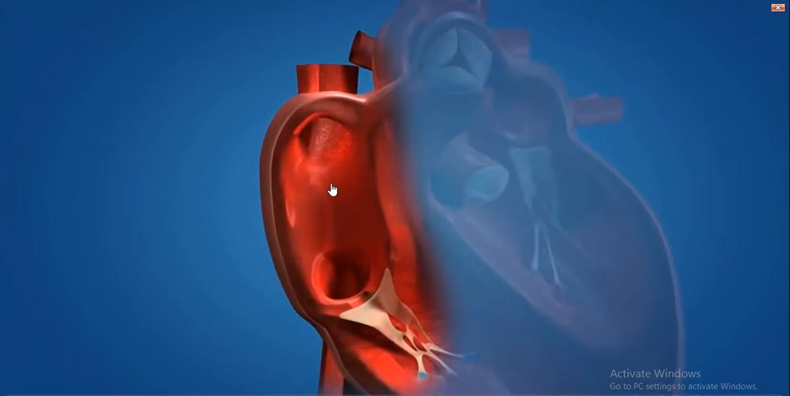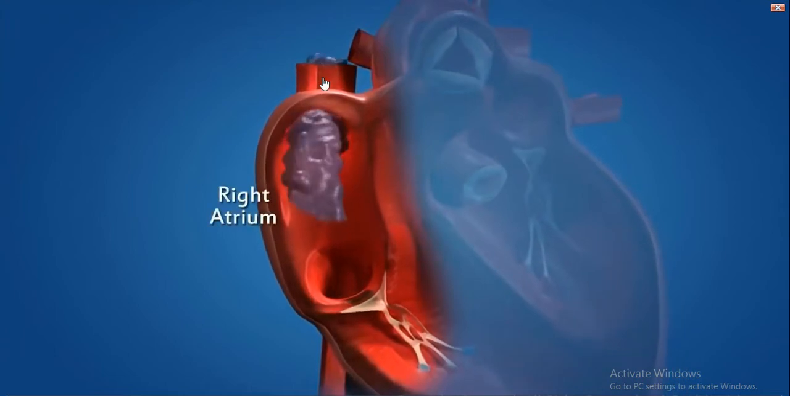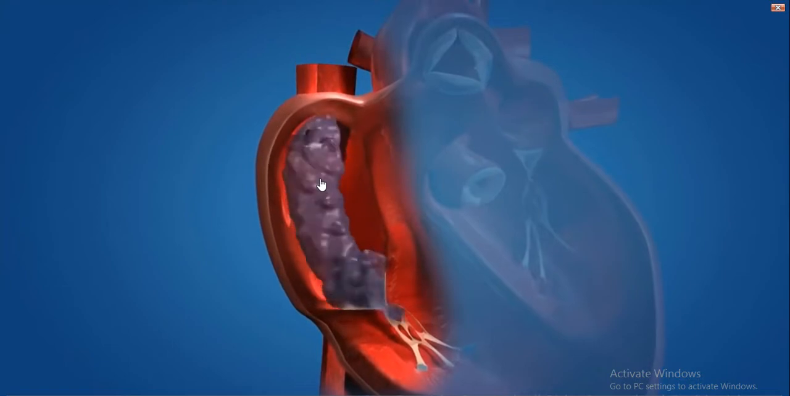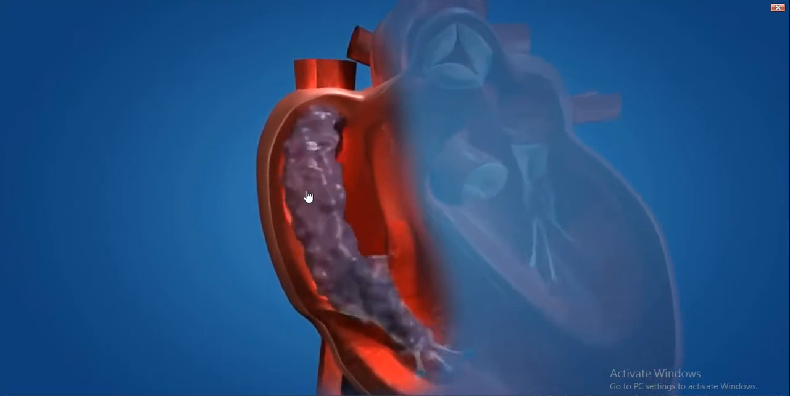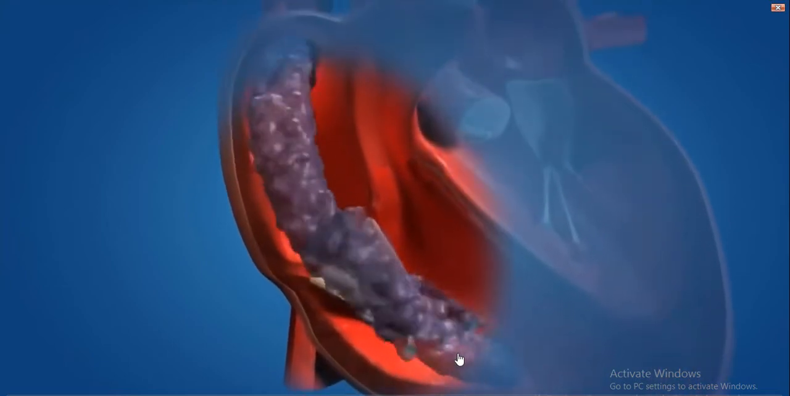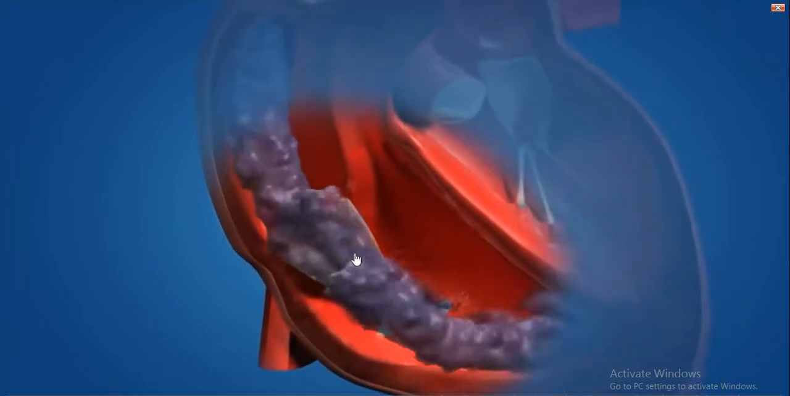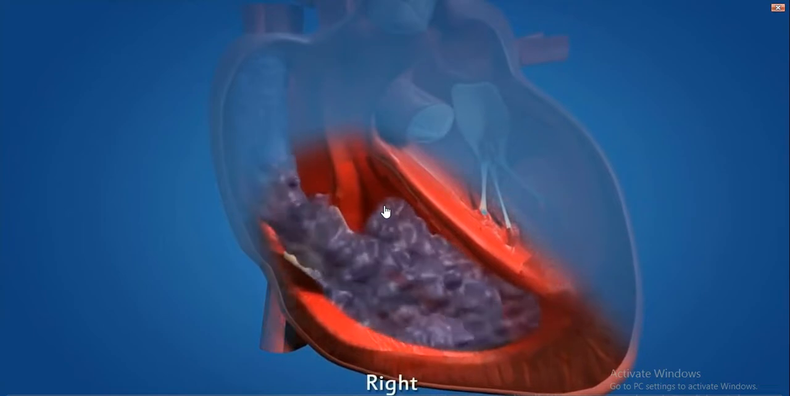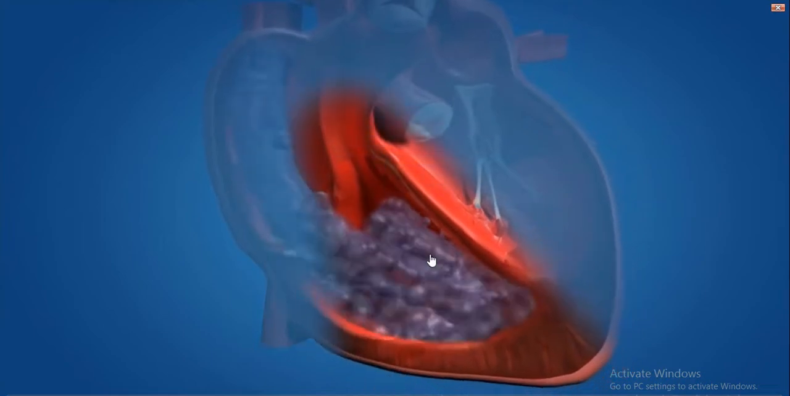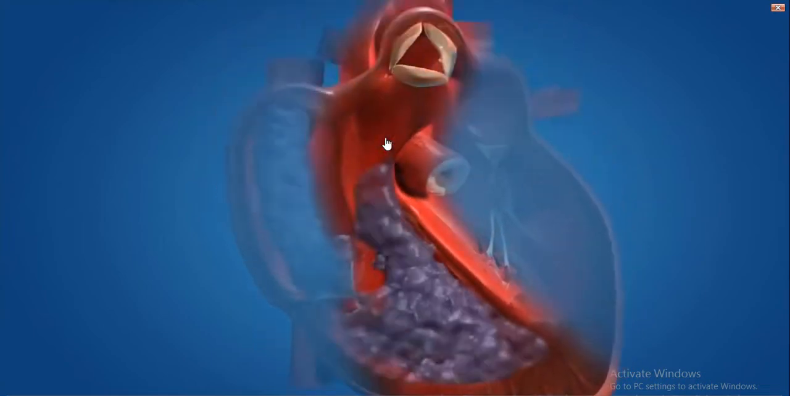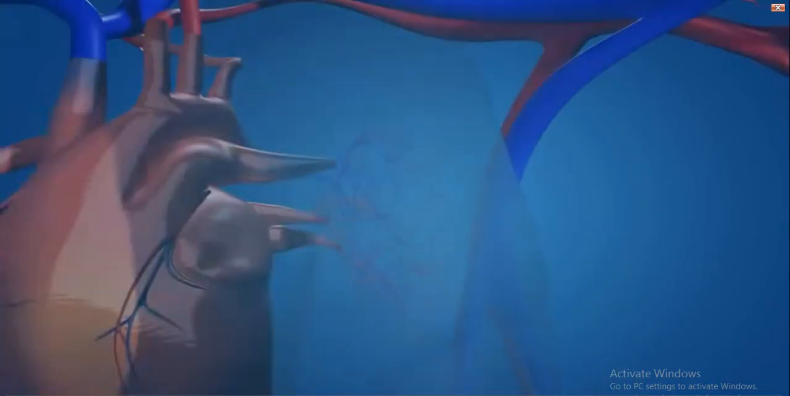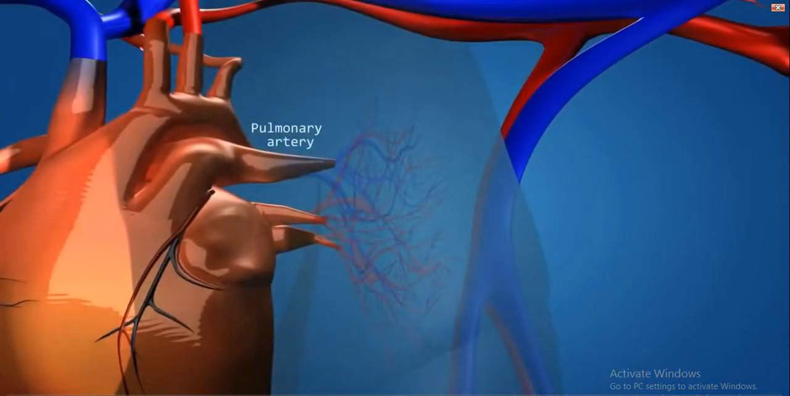Then this right atrium. Here you can identify the action: the deoxygenated blood flows from the right atrium to the right ventricle by the action of the tricuspid valve. Now this deoxygenated blood flows to the pulmonary artery by the action of the semilunar valves. Okay, this is the action of that.